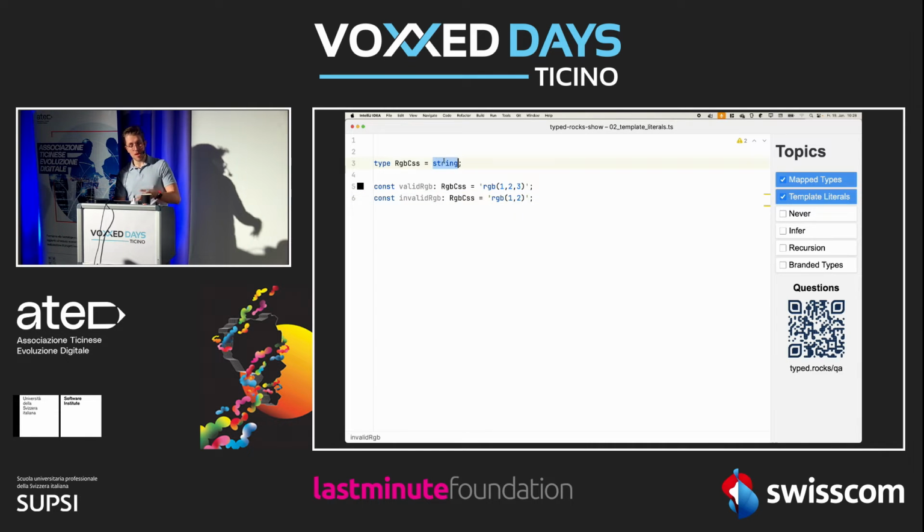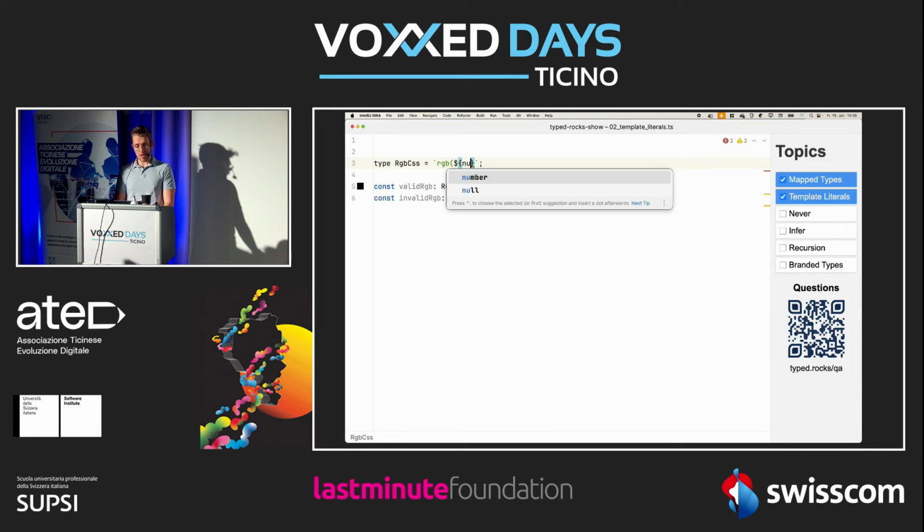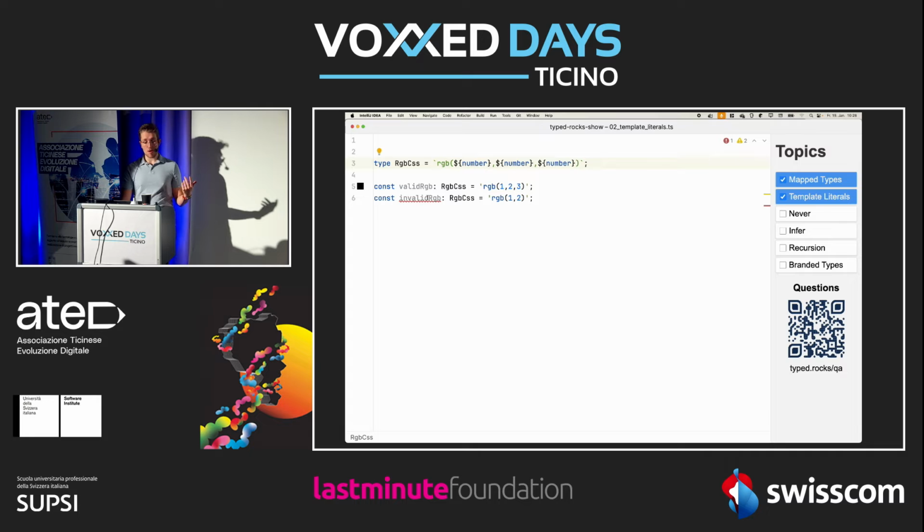How can we do this? Well, we can use the backticks here for template literals. Say the prefix is RGB. Then in there, we only allow a number, followed by a number, followed by another one. And now we can see we get a compile time error for this invalid RGB because it does not satisfy this constraint you have given by using this template literal.